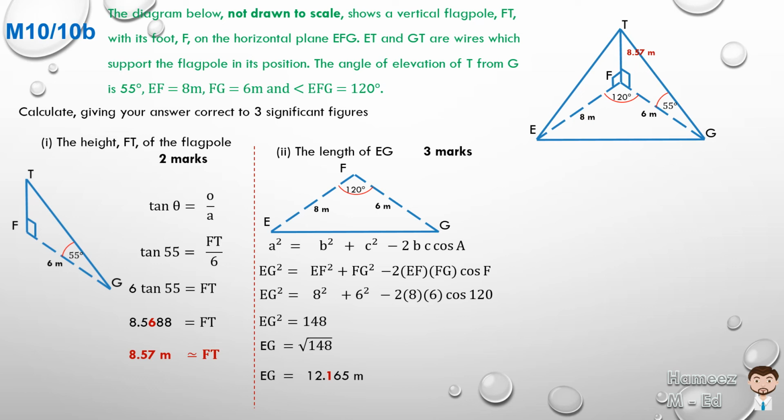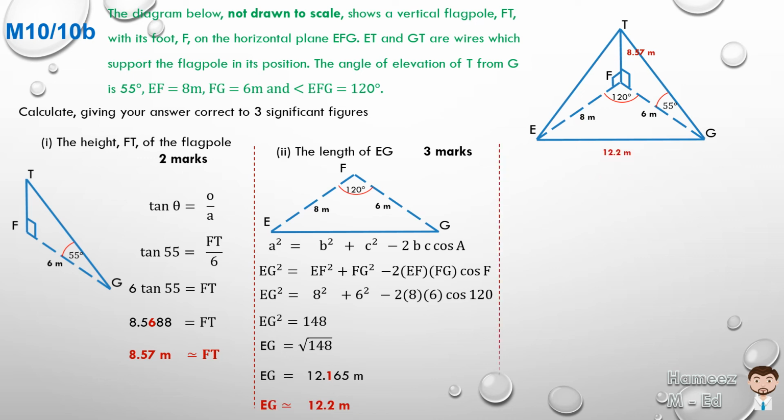But we want our answer to three significant figures. So the most significant figure is 1. Second most significant figure is 2, because we start on the left-hand side with the first non-zero number. The third most significant figure is 1. And we have that in red. So are we going to write 12.1 or going to 12.2? Well, we look at the number after the 1, that's a 6, so it means we increase it. So EG, that length is approximately 12.2 meters.